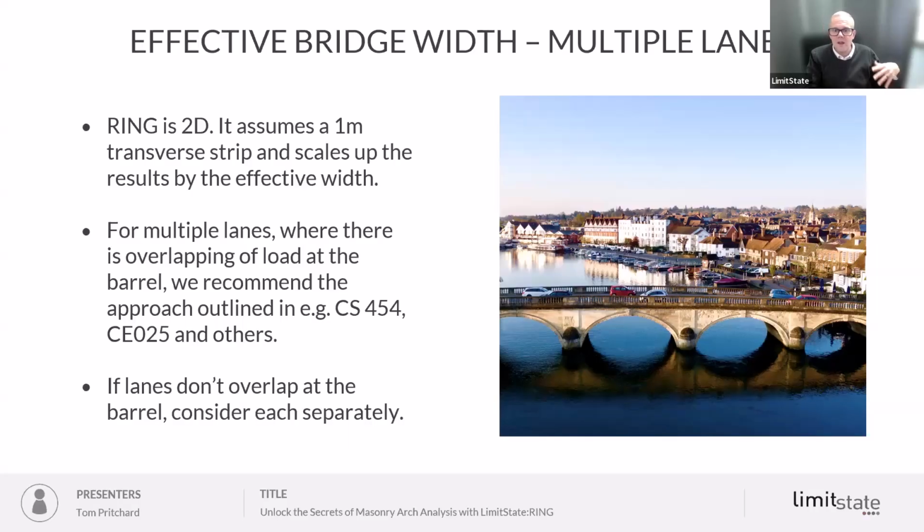A common question we get asked is, how do we model multiple lanes in Ring? Because the software doesn't directly account for it. Where the loads overlap at the arch barrel, we recommend following the approaches outlined in references such as CS454 or Network Rail CEC025, similar guidance to that. If the lanes don't overlap, then you can simply analyze each one of them separately. This approach ensures that your analysis will remain realistic and robust while still working within the 2D framework of the software.